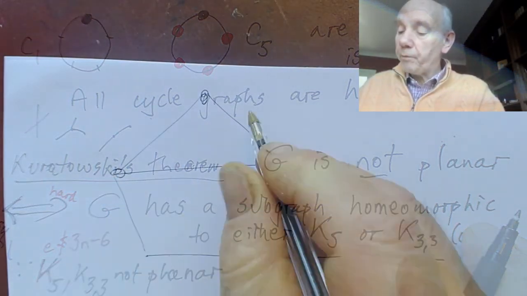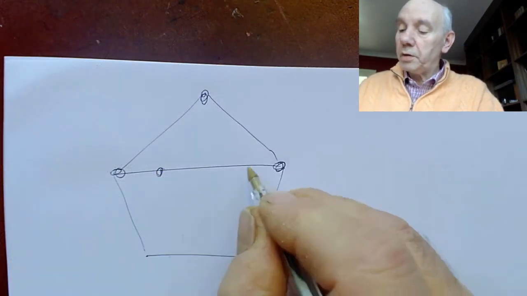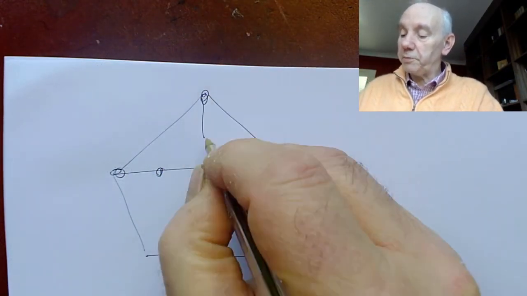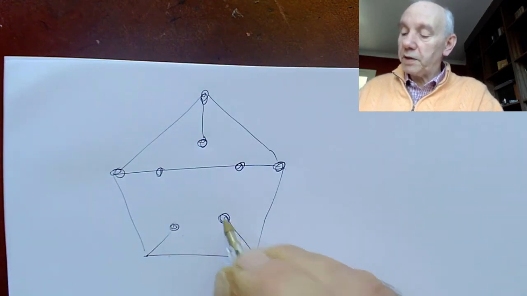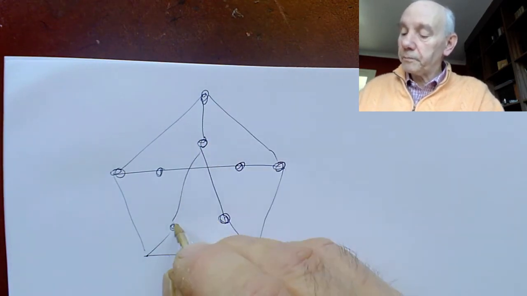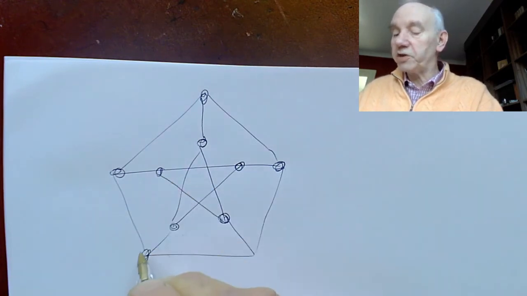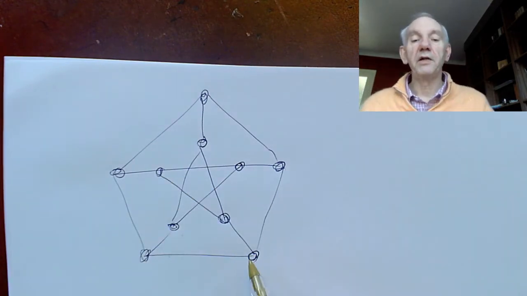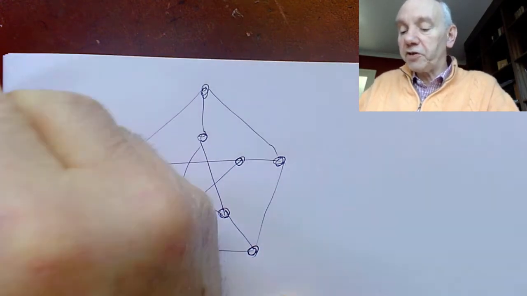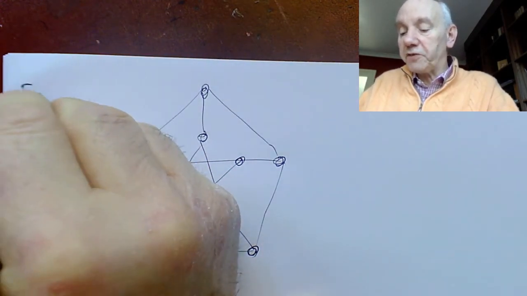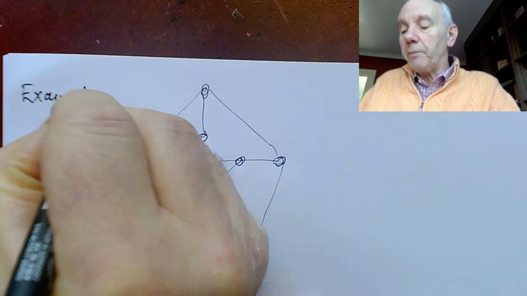So I'll do it like this, what I did before. And then I have my inner pentagram. Total of 10 vertices. This is the Petersen graph. So my example of Kuratowski's theorem is going to involve the Petersen graph. This is exactly the same example as done in the notes.